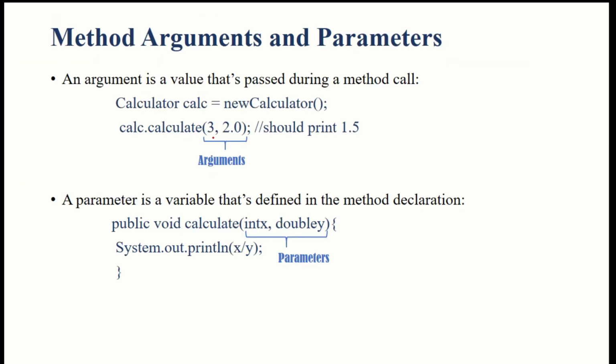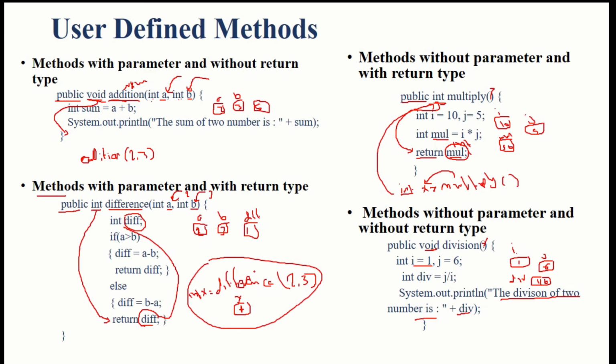This is how you call the function, and when we send the variable values to the function, we call them arguments. We call them what? Arguments. And when the function receives them, what do we call them? We call them here what? We call them parameters.